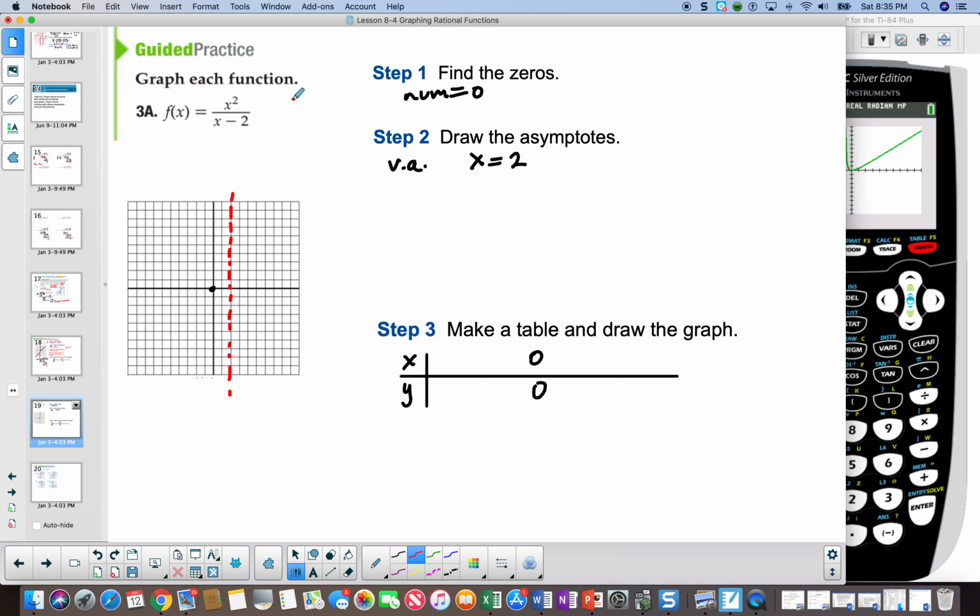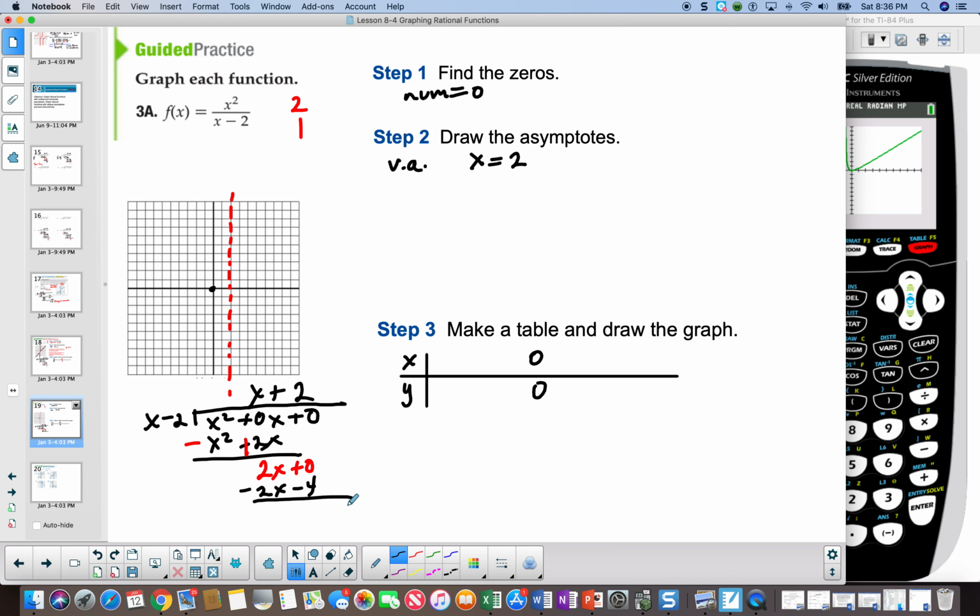Now, since the degree of the numerator is 2 and the degree of the denominator is 1, this is a candidate for an oblique asymptote. So x minus 2, and we're going to divide it into x squared plus 0x plus 0. That's x squared minus 2x. I'm going to change signs, and that's going to be a 2x plus 0. And then this is going to be plus 2x minus 4, change signs, and I'm going to have a remainder of 4, which I disregard, and so the oblique asymptote will be y equals x plus 2.